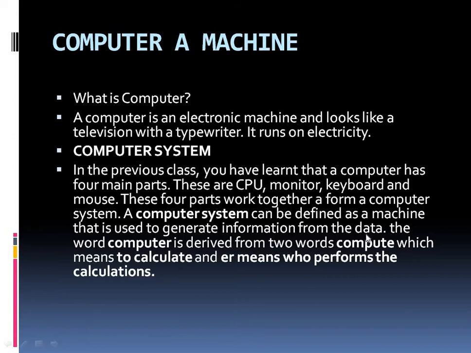How computer works? You give data to the computer and it changes data into information. The word computer is derived from compute. Compute means calculation and er means who performs the calculation. So computer is a machine which performs calculation, but it is a very fast machine. It performs the calculation at a very high speed, like million instructions per second or even more.